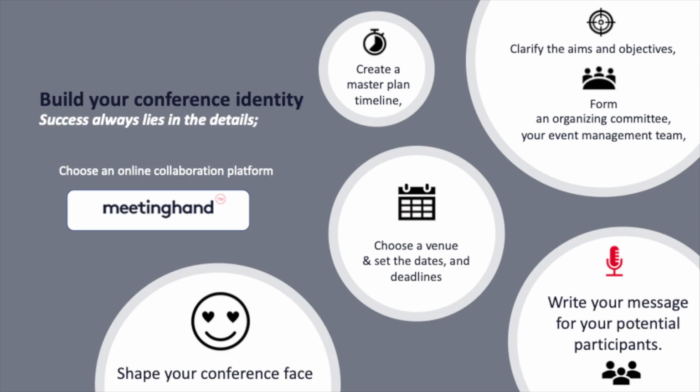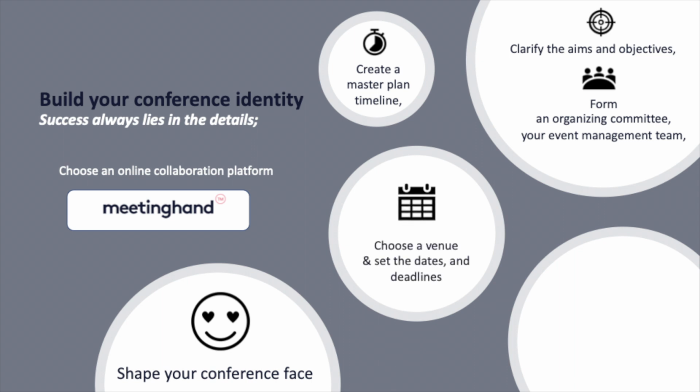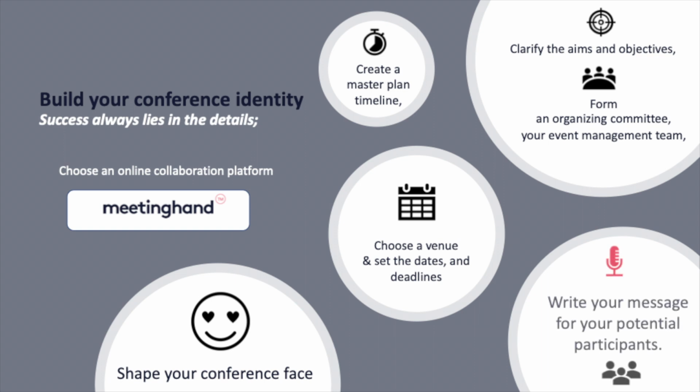As success always lies in the details, start with analyzing and defining the essentials of your conference. At the point of identifying the conference, my to-do list includes the following steps. Clarify the aims and objectives of your conference, form an organizing committee, create a master plan with a timeline, choose an online collaboration and communication platform, build your event management team, choose a conference venue and set the dates, fulfill legal procedures, which are necessary to hold the conference, set the deadlines for registrations and abstract submissions, and finally, prepare the necessary information documents for your potential participants.